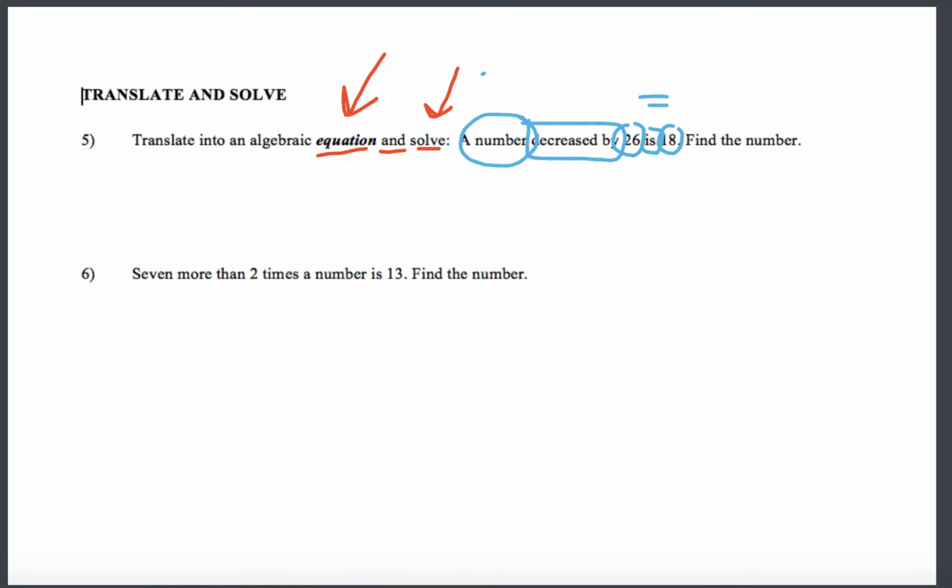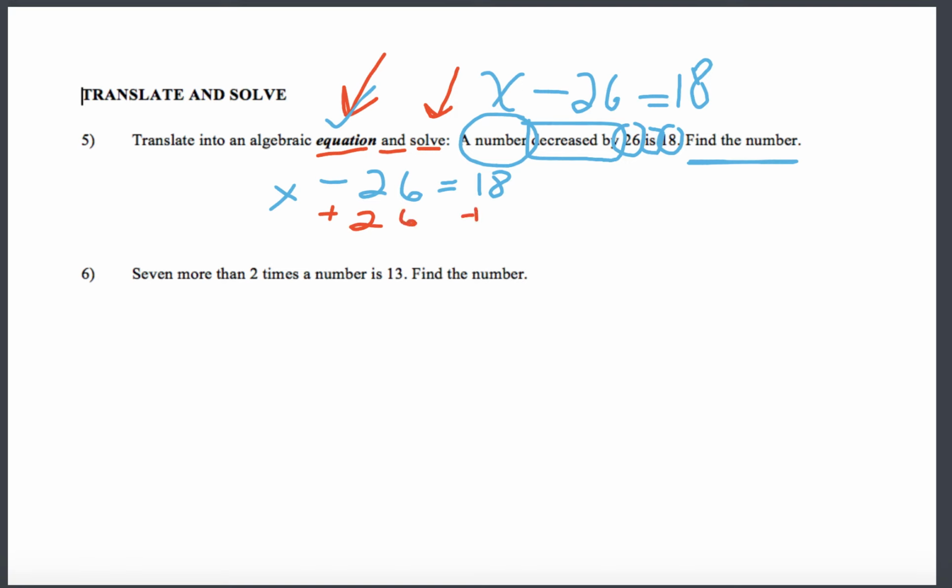So we have a number, an unknown, decreased by 26 is, and this is a correct translation of the problem. So we've done the first part, but we also now must solve. They want us to find the number. So using what you've learned about solving equations, this one's a pretty straightforward one. We're going to use inverse operations to eliminate that constant. And we get that x equals 44.